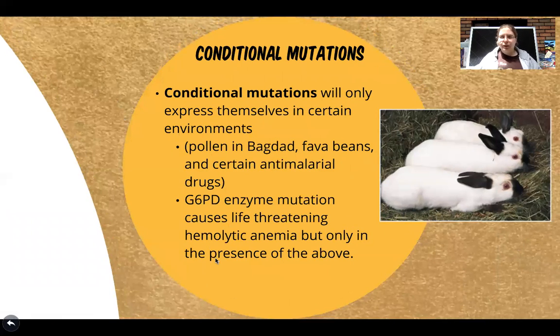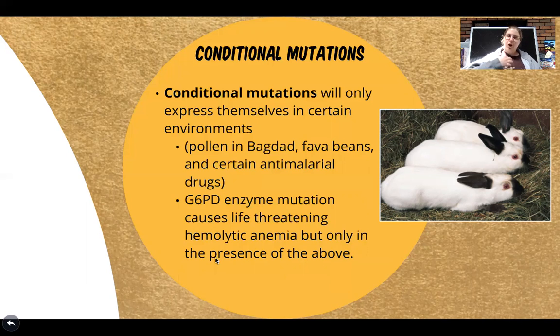All right, and we also have these things called conditional mutations. So when we talk about things being conditional, we mean that there are certain situations or circumstances that need to occur in order for the effect to be seen. And that's the same with a conditional mutation. They are mutations that will only express themselves in certain environments. And that's because there's an environmental trigger for them.